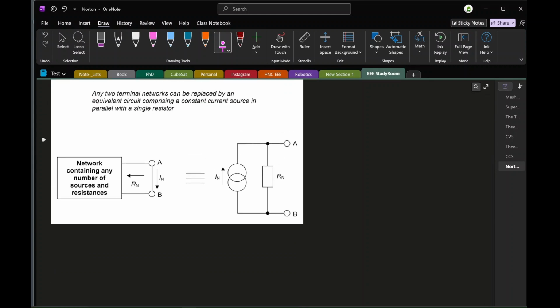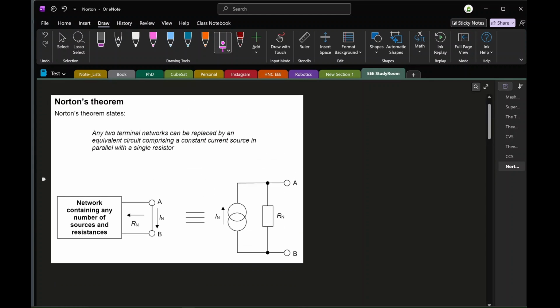A constant current source would otherwise be known as the Norton current, so IN. This is equal to the short terminal current of the network measured through points AB, as we see here. The resistance value would then be known as the Norton resistance. You're seeing something similar to what we saw in the constant current source video, but we'll now label them Norton for the Norton current and the Norton resistance respectively.